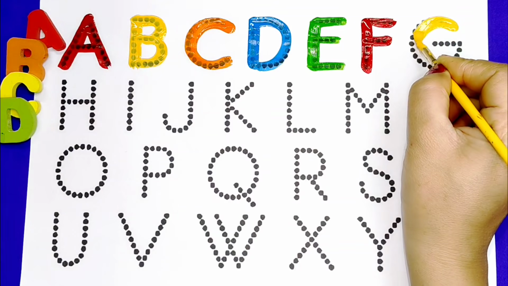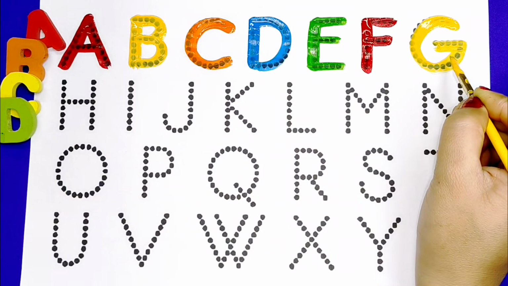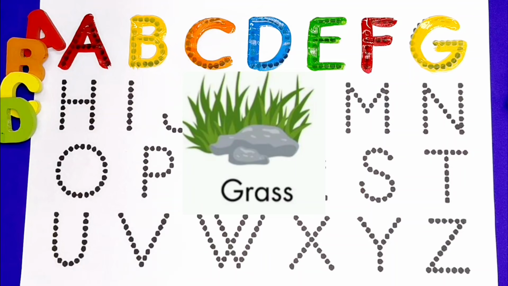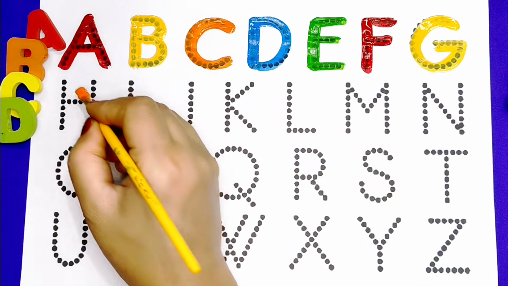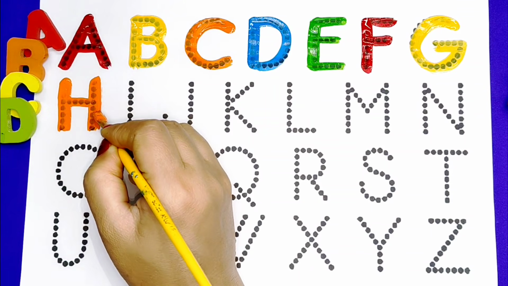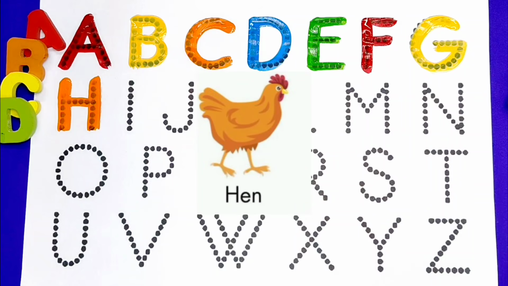Yellow color. G. G for grass. G for grass. Orange color. H. H for hen. H for hen.